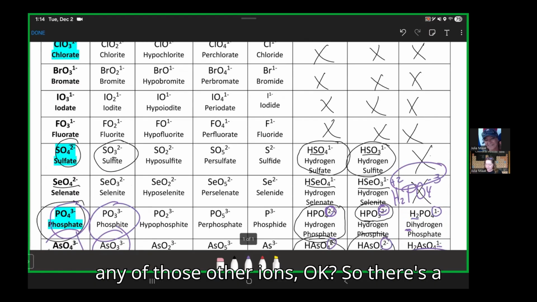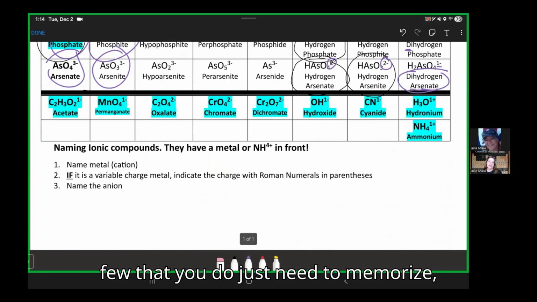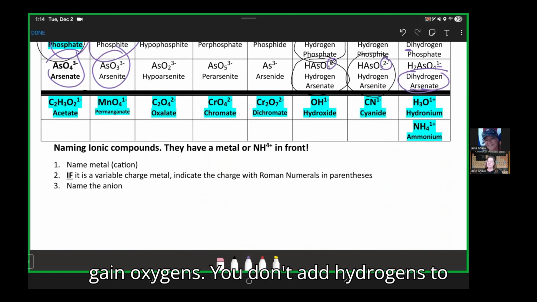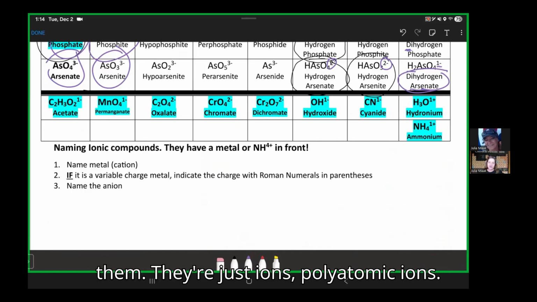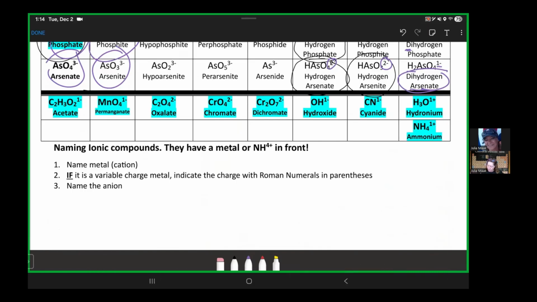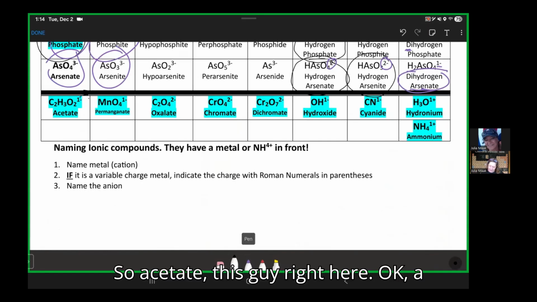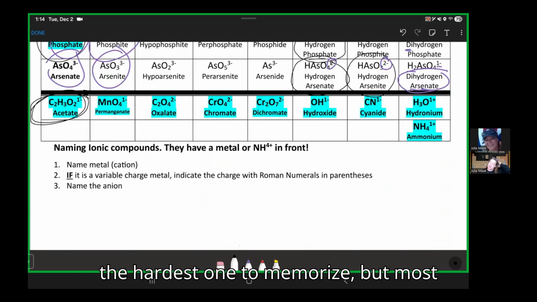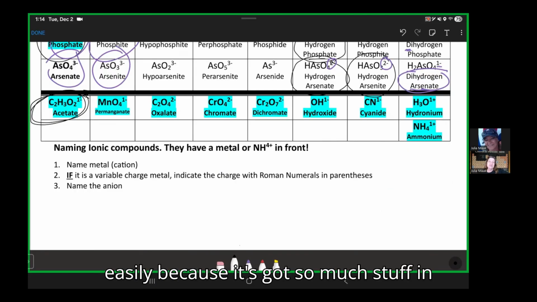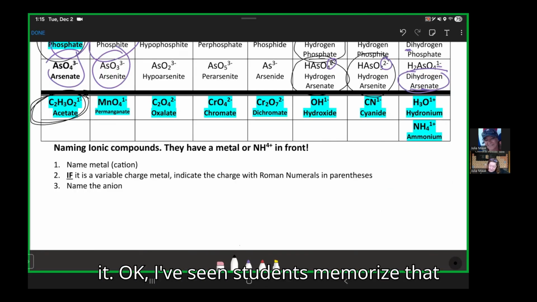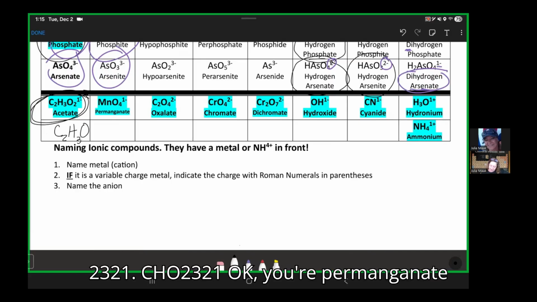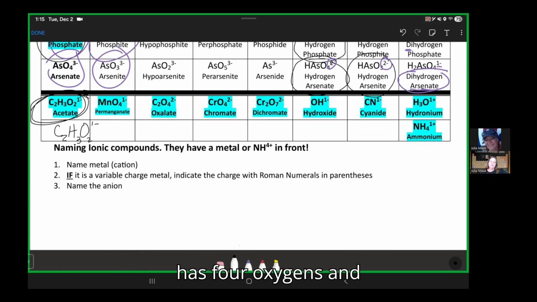So there's a few that you do just need to memorize. They don't lose oxygens, they don't gain oxygens, you don't add hydrogens to them. They're just polyatomic ions you need to memorize. So acetate, this guy right here. A lot of students think that's going to be the hardest one to memorize, but most students actually memorize it pretty easily because it's got so much stuff in it. I've seen students memorize that it's CHO 2, 3, 2, 1.